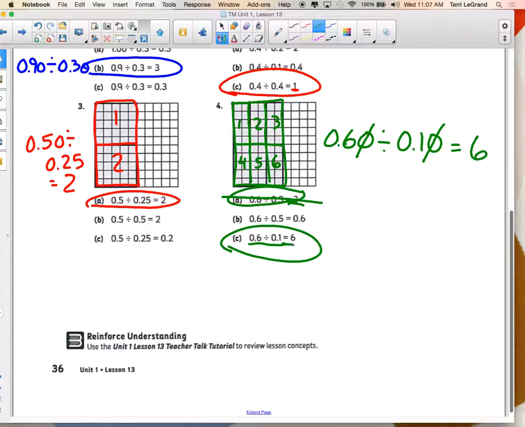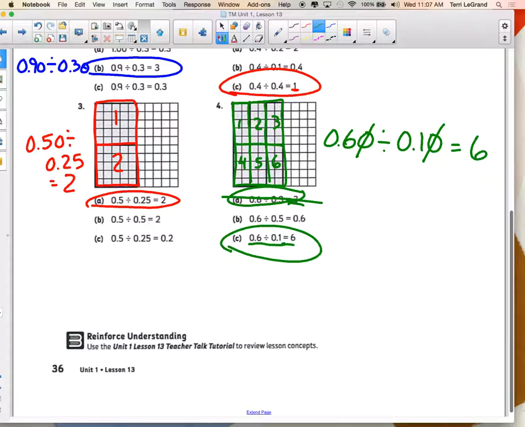Let's talk about money again. Tell me what that says in money. Kakia? 60 cents divided by 10 cents. Yeah, 60 cents divided by 10 cents. How many times can you take 10 cents out of 60 cents? How many times can you, Sylvia?